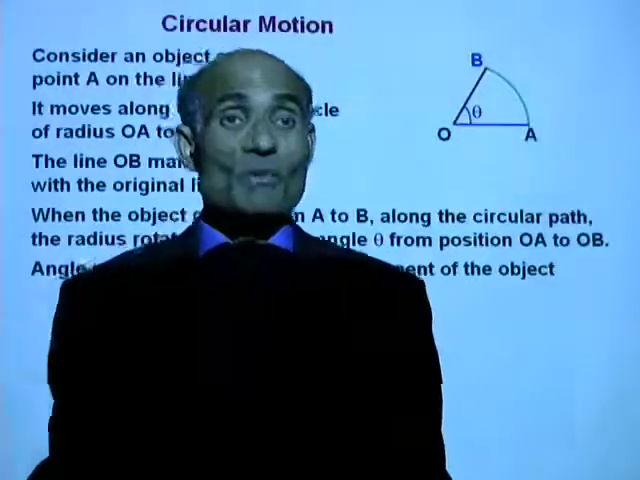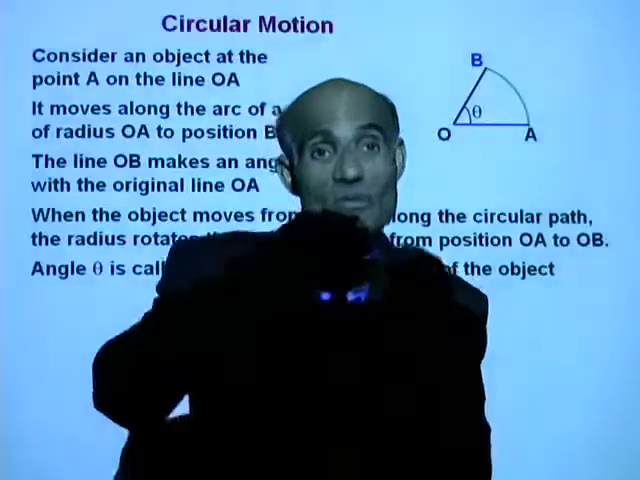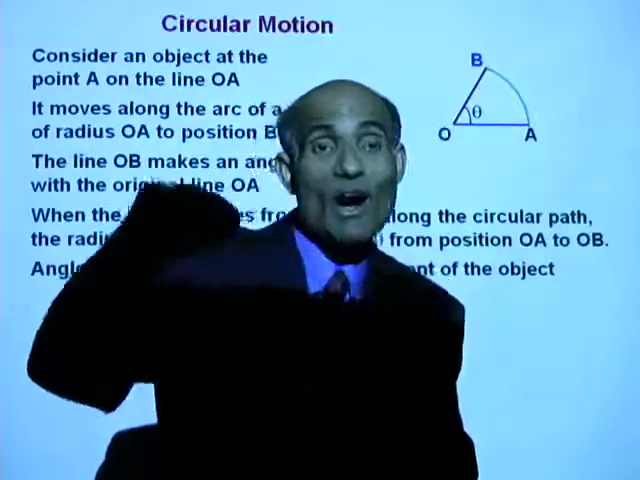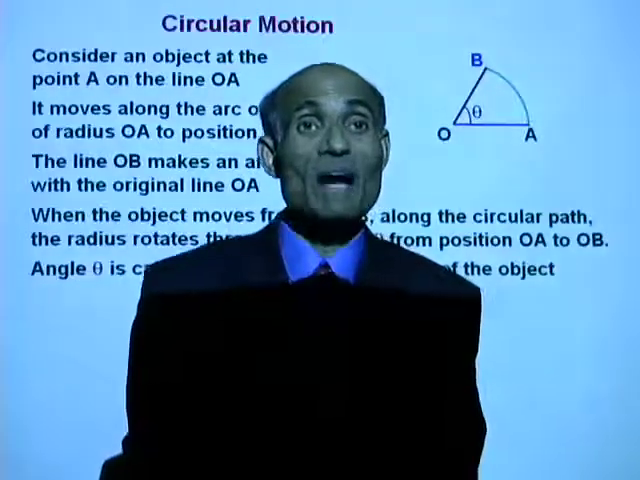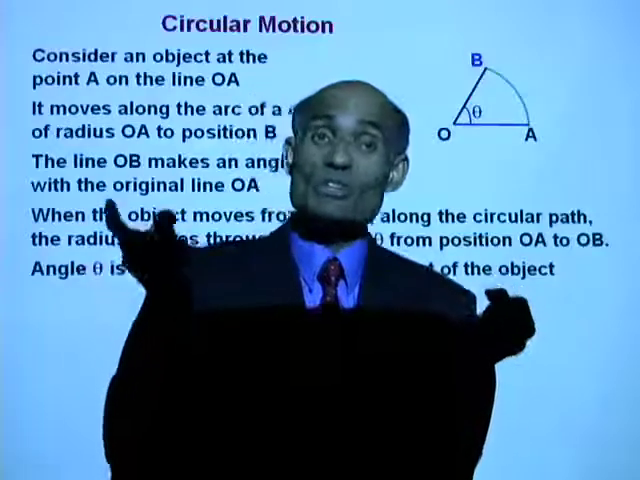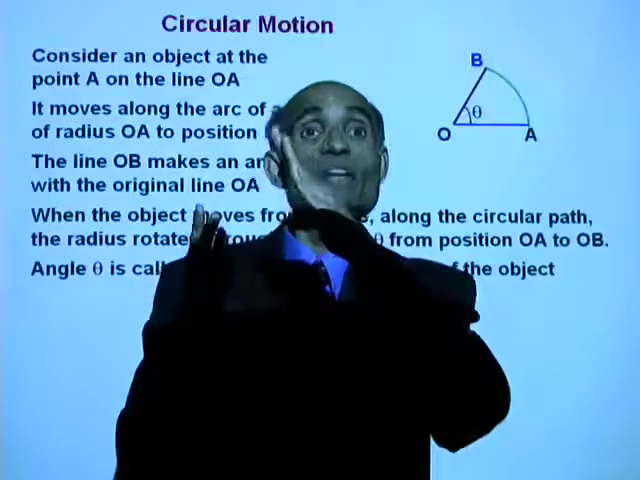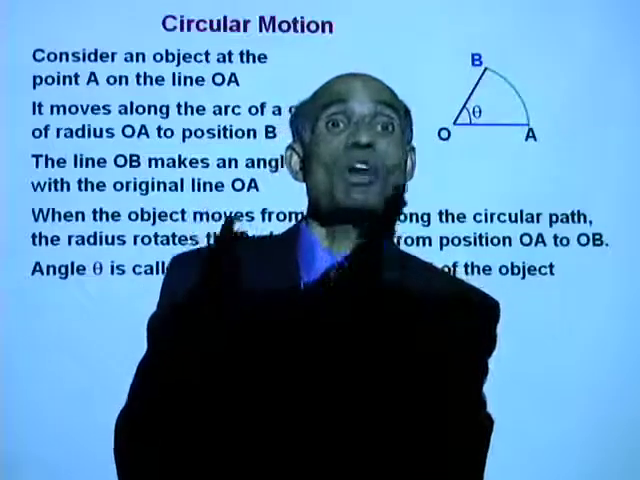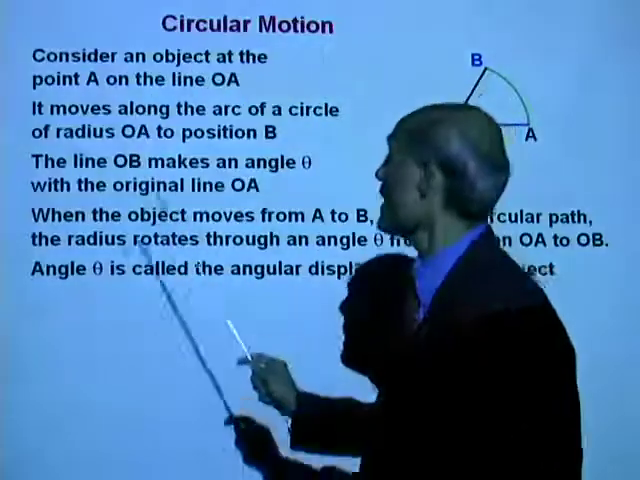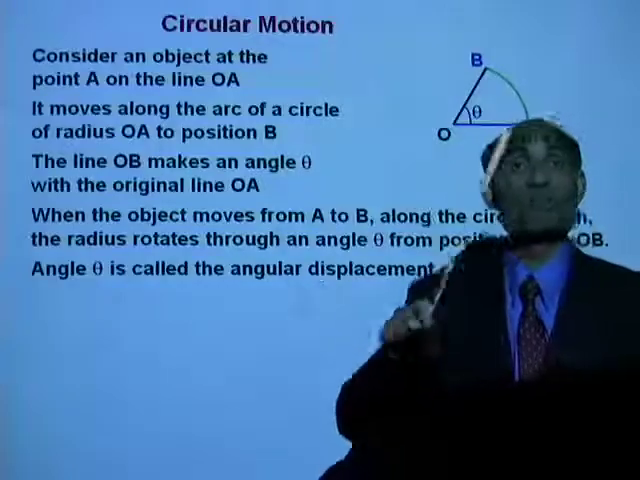So, when we talk about linear motion, displacement can be in the x direction, y direction, or in any arbitrary direction. We have a linear displacement in linear motion. When you consider circular motion, the displacement can be measured in terms of the angle described by the radius. So the angle theta is called the angular displacement of the object in circular motion.